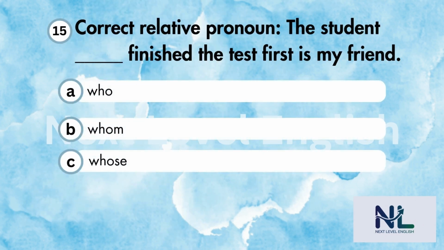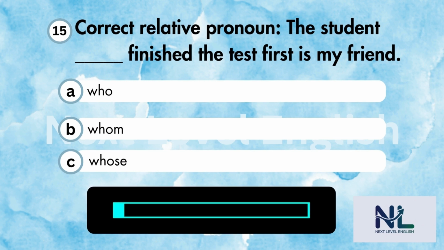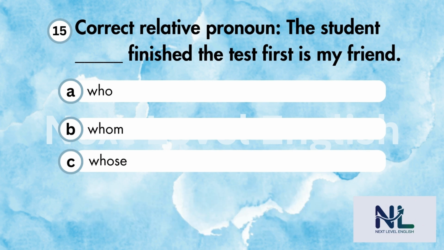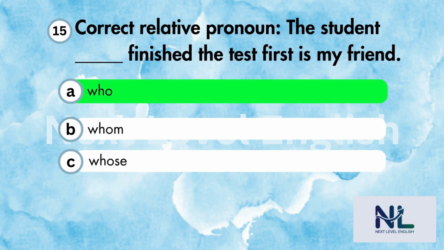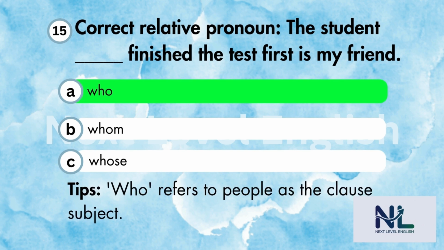15. Correct relative pronoun. The student finished the test first is my friend. Who. Tips: who refers to people as the clause subject.